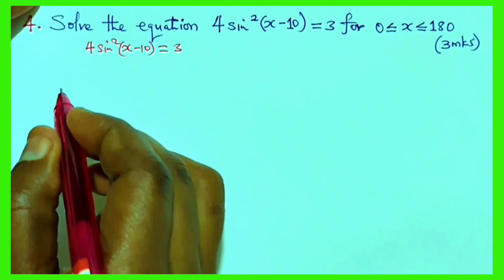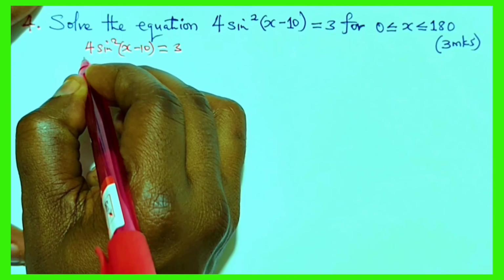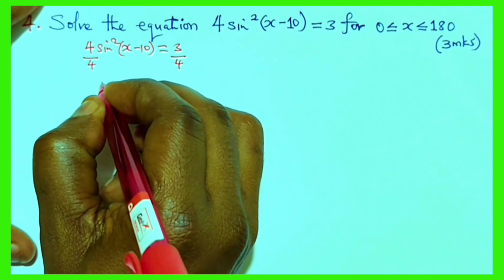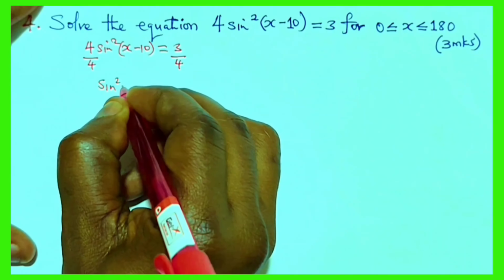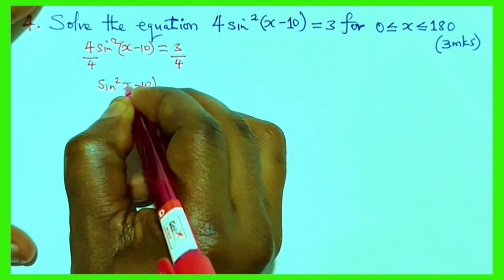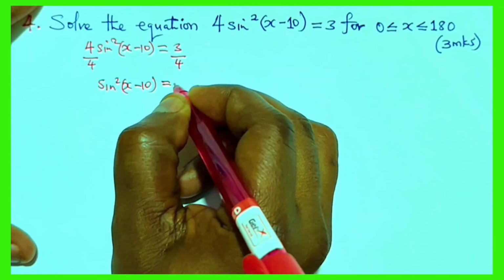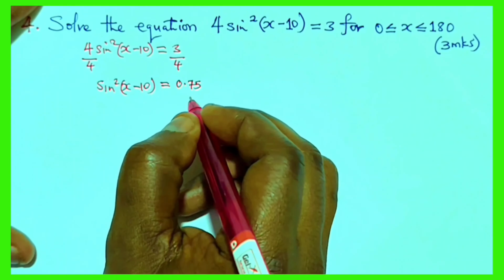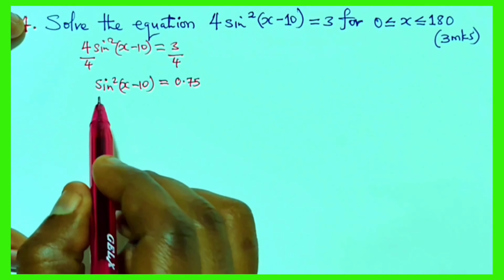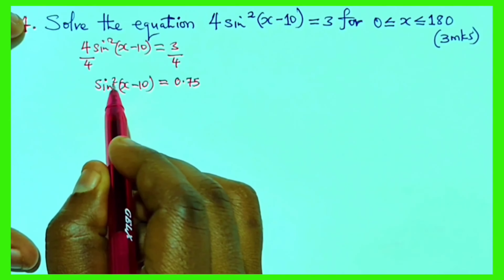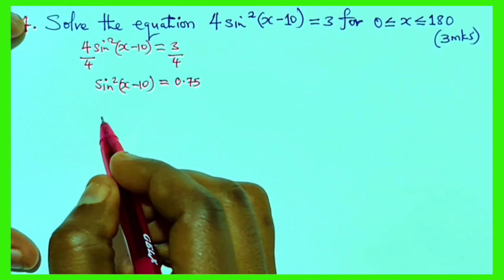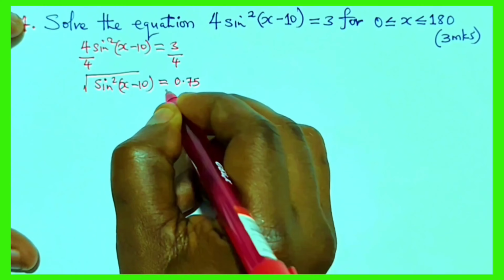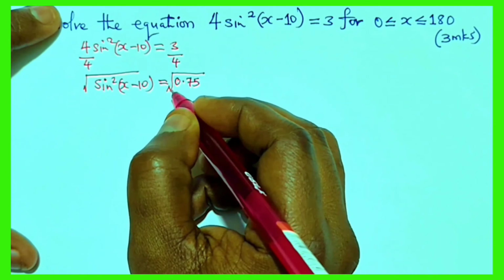So the first step we can consider here is getting rid of the coefficient by dividing both sides by 4. So you're going to get that sine squared (x minus 10) will be equal to 0.75 if I write this fraction as a decimal number. Notice that this is sine (x minus 10) multiplied by itself, so we can consider the next step by finding the square root of both sides of the equal sign.